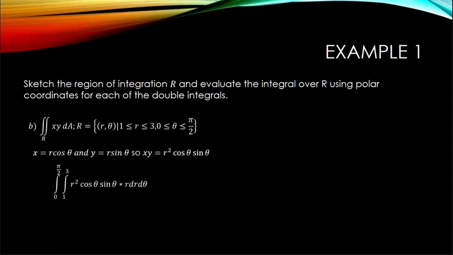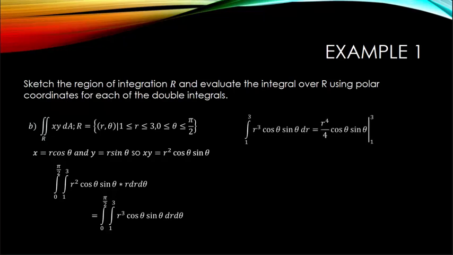My iterated integral becomes the integral from 0 to pi halves of the integral from 1 to 3 of r squared cosine theta sine theta times r dr d theta. I simplify that just a little bit and I get the integral from 0 to pi halves of the integral from 1 to 3 of r cubed cosine theta sine theta dr d theta.